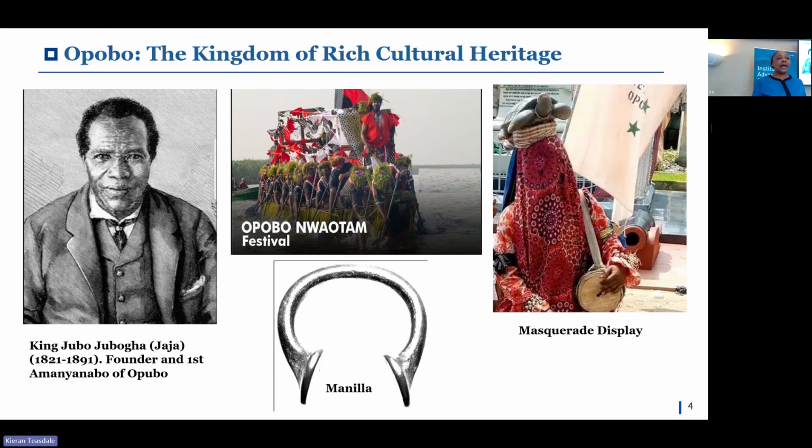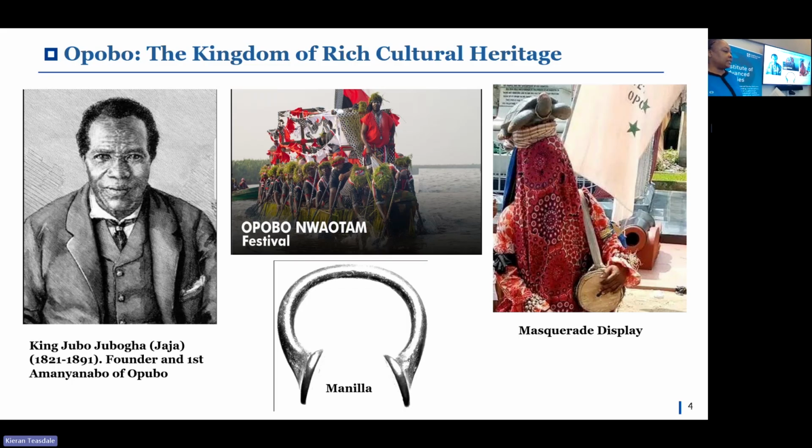The Opobo Kingdom occupies a significant place within the historical and cultural landscape of River State, Nigeria, more or less the Niger Delta region. So if you look at the map of Nigeria, you will see the tail end where it's just by the Atlantic Ocean. So this is where we are situated.